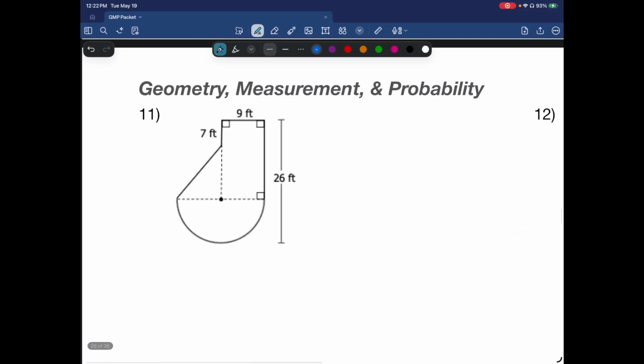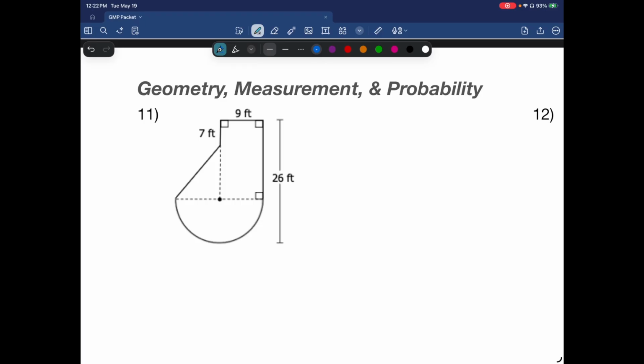All right, let's do some more. On number 11, we have 3 sections that we need to take the area of. The first one's going to be my triangle, then my rectangle, and then my half circle. Before we figure some stuff out, we need to get some dimensions. First of all, this is going to be 9, which means this is 9. Again, radius. Since that radius is 9, this section is 9, which means this section is 26 minus 9, which is 17. And since that's 17 and 7, this piece is going to be 10.